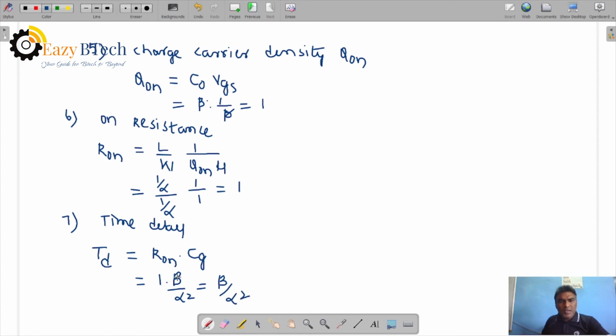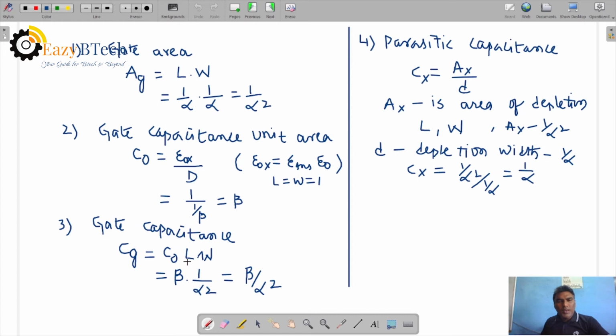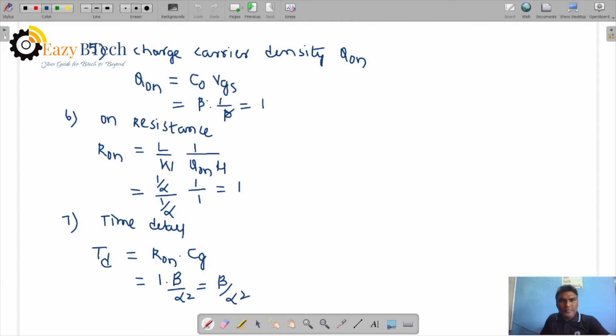Here beta is a parameter which we discussed in CG, the gate to channel capacitance. So gate capacitance CG is equal to the capacitance per unit area into the length of the channel and width of the polysilicon. So it is beta by alpha square. Right?